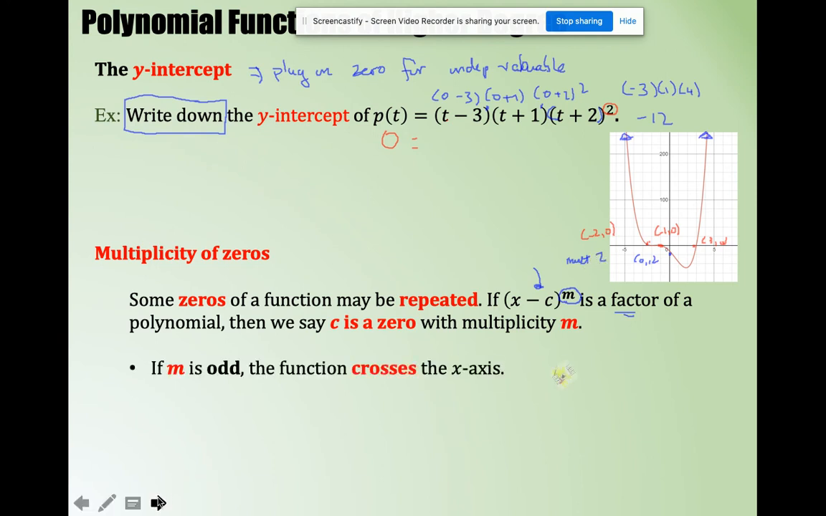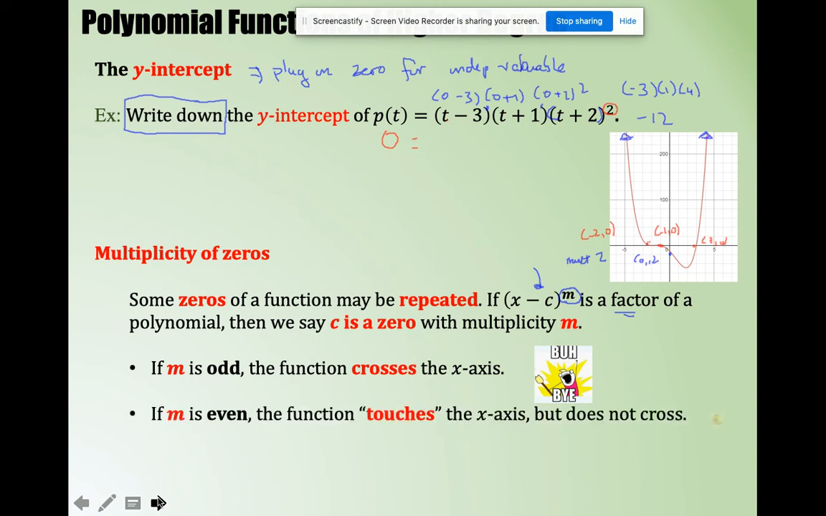So here's some generalizations. If that multiplicity is odd, the function crosses it, hits the x-axis and goes right through. Bye-bye. But if m is even, the function touches the x-axis, pauses, gives it a little kiss, and then goes back the same way, right? It touches the axis, mwah, but does not cross.